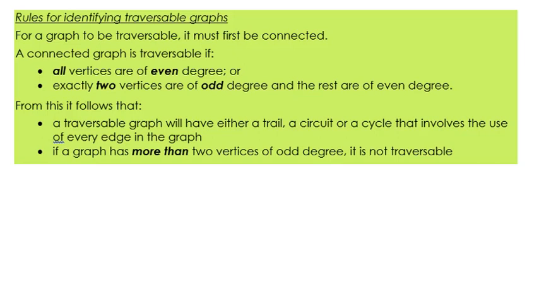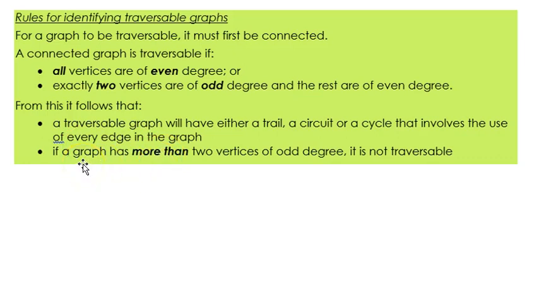Okay, so we either want all the vertices to be of even degree or exactly 2 vertices of odd degree and the rest are even. Okay, it's not up to 2, it's not more than 2. Exactly 2 of those vertices are of an odd degree, the rest have to be even. Okay, so from this, it follows that a traversable graph will either have a trail, a circuit, or a cycle that involves the use of every edge in the graph, okay?